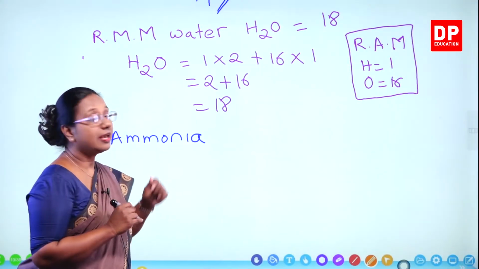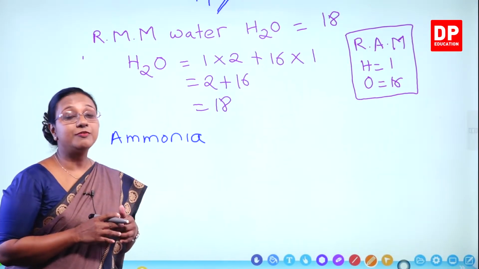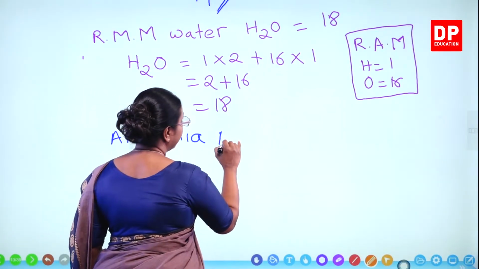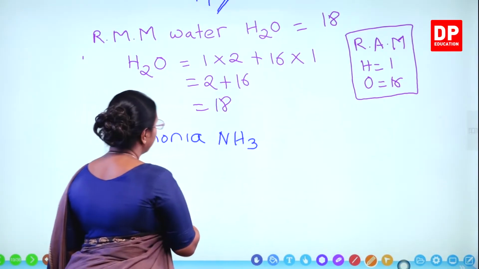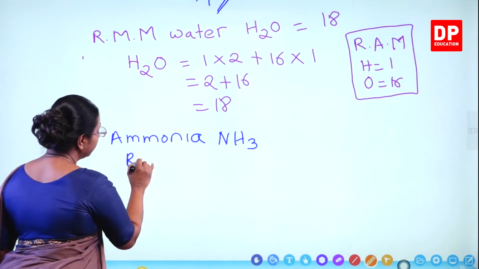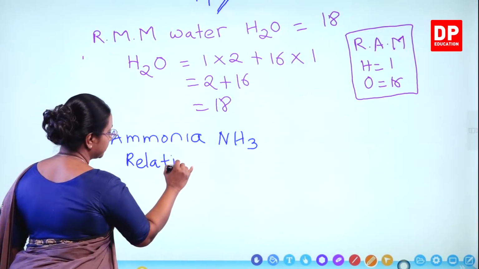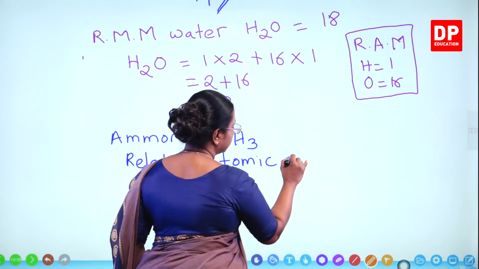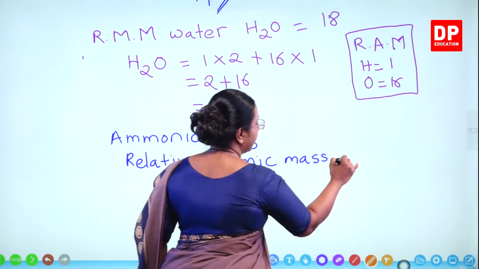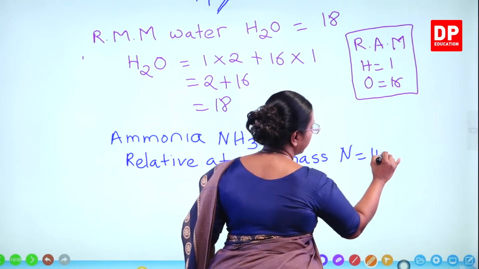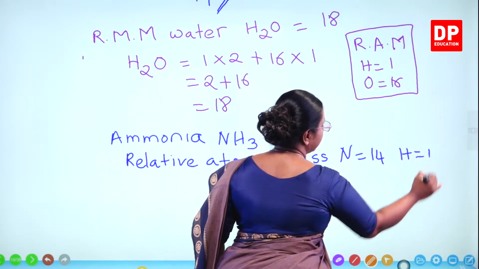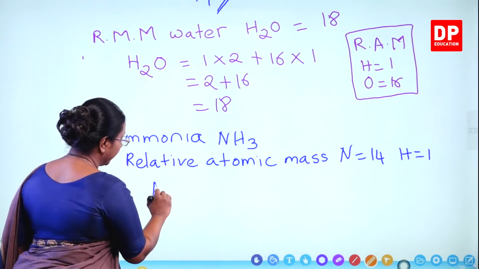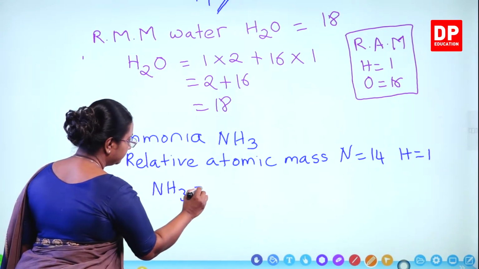What is the chemical formula or molecular formula of ammonia? It is NH3. So, if you know the relative atomic masses, nitrogen is 14 and hydrogen is 1. So, how do we calculate for NH3?